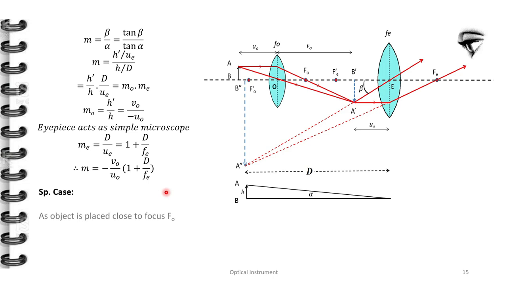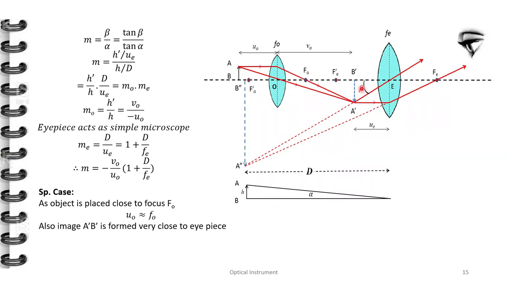Now, as a special case, an object AB is kept very, very close to the focus of an objective lens. Hence, we can write UO as almost equal to FO, which is the focal length of the objective lens. And the image A' B', which is formed by the objective lens, is formed very close to the eyepiece. So for all practical reasons, we can also take VO as almost equal to the length of the microscope. So on replacing UO with FO and VO with L, the magnifying power formula can also be written as minus L upon FO into 1 plus D upon FE, for the image which is formed at the least distance of distinct vision.